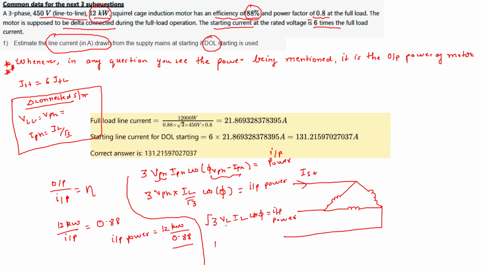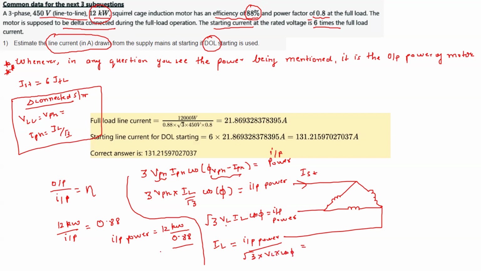So what will be your rated current? Because remember that this power and everything, this is for the rated condition. Okay. So this 12 kilowatt output power is the output power at rated or full load. So that is why whatever we are calculating, we are calculating at rated value or full load. Okay. So what will be the line current then? Line current will be input power by root 3 into VL into cos phi.